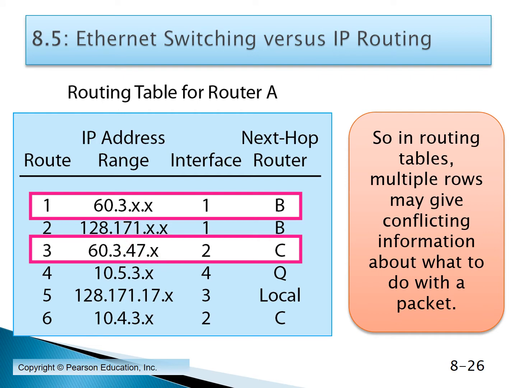I know a router can connect directly to the subnet like this. And if I do this, I should send out from port 2, and then the next hop router is C. So that means I'm actually having 2 possible routes here that can send my packet from router A to the destination. So in your routing tables, actually multiple rows may give conflicting information about what to do with a packet. So in this case, later on we'll talk about how your router will decide which one to choose.